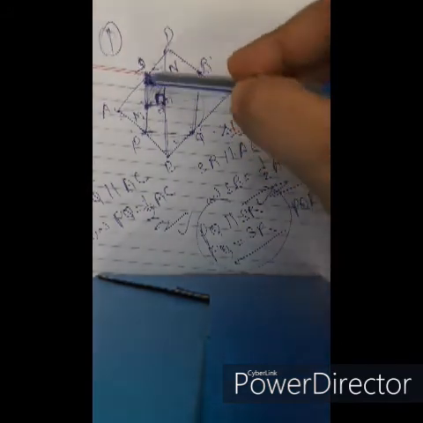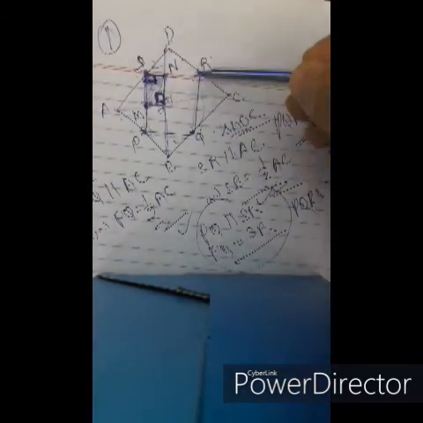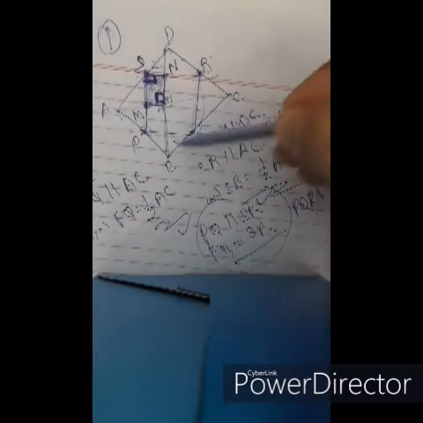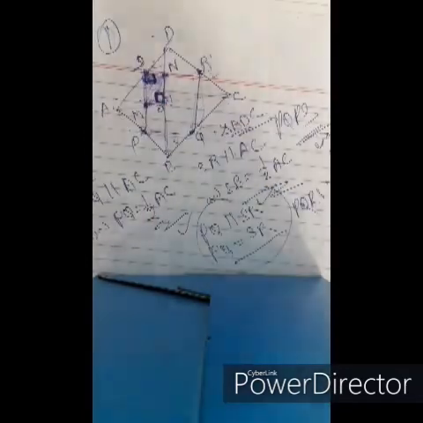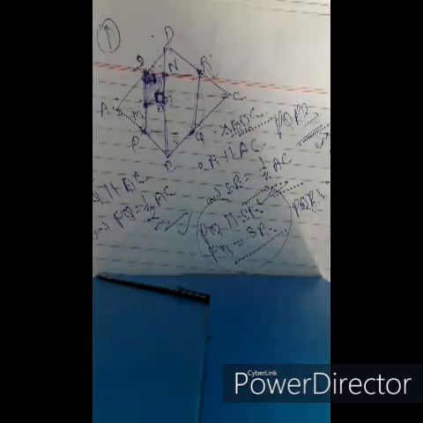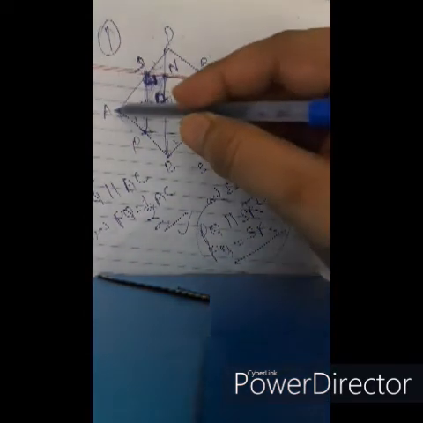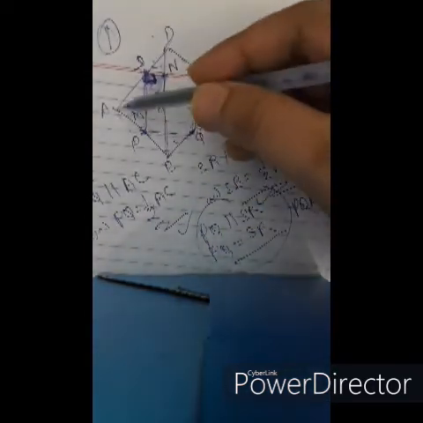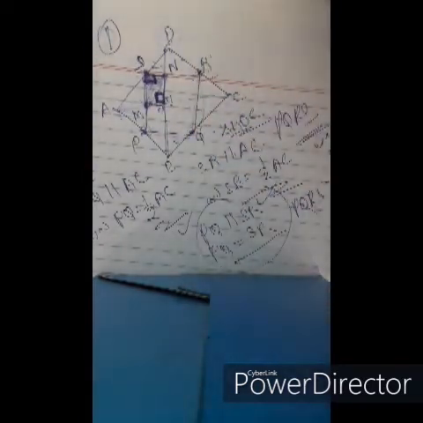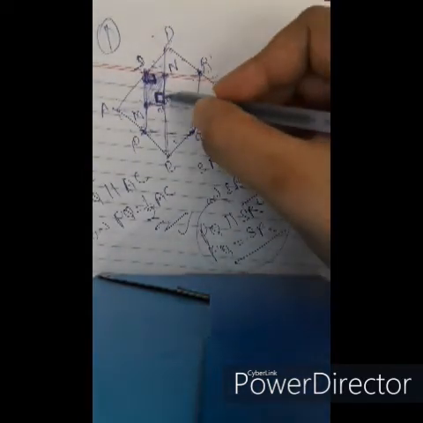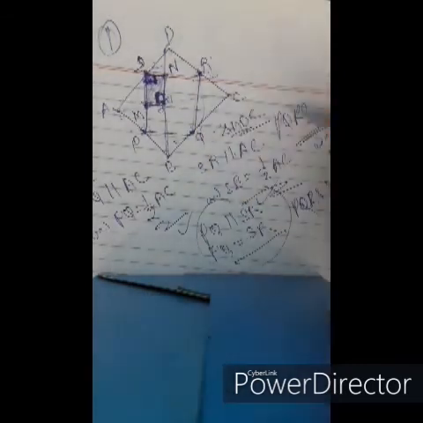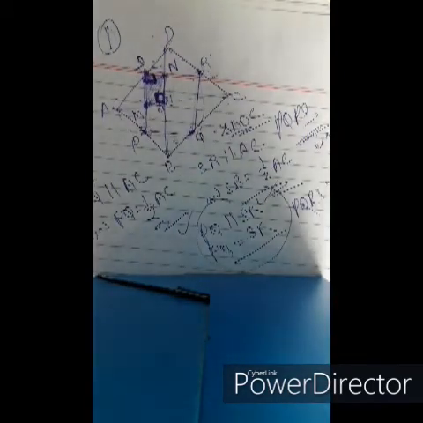It is given that P, Q, R, S are midpoints of AB, BC, CD and DA respectively. It is also given that the diagonals of the quadrilateral ABCD, that is AC and BD, are perpendicular to each other, that is, this angle is 90 degrees. They intersect at a right angle.